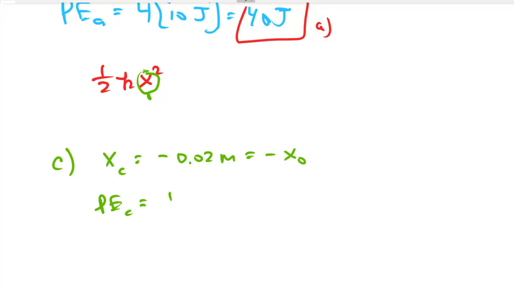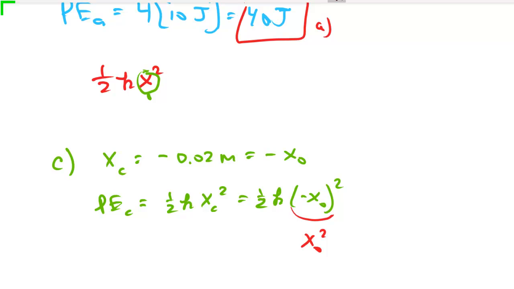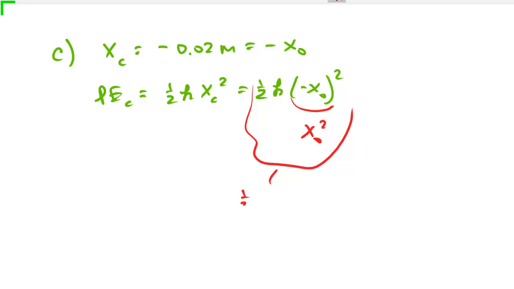So then the potential energy at C is going to be equal to 1/2 k times xc squared, which is 1/2 k times negative x naught, squared. And this negative x naught, when it gets squared, is just the same thing as x naught squared. So this whole thing, 1/2 k times negative x naught squared, is the same as 1/2 k times x naught squared, which was just our starting potential energy.